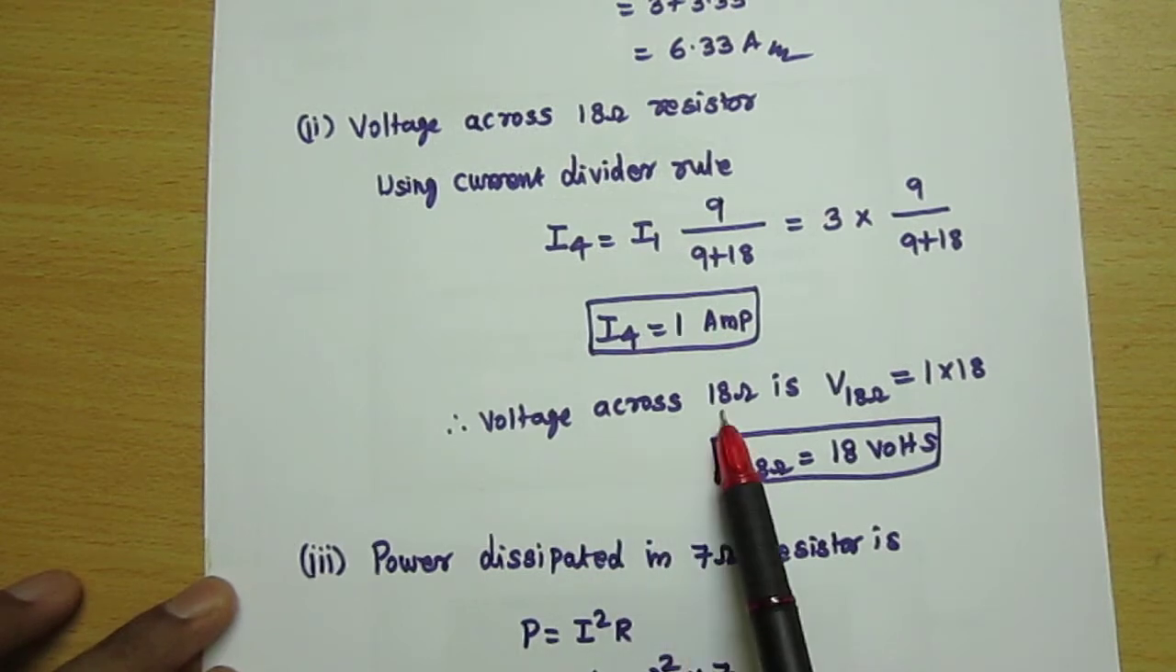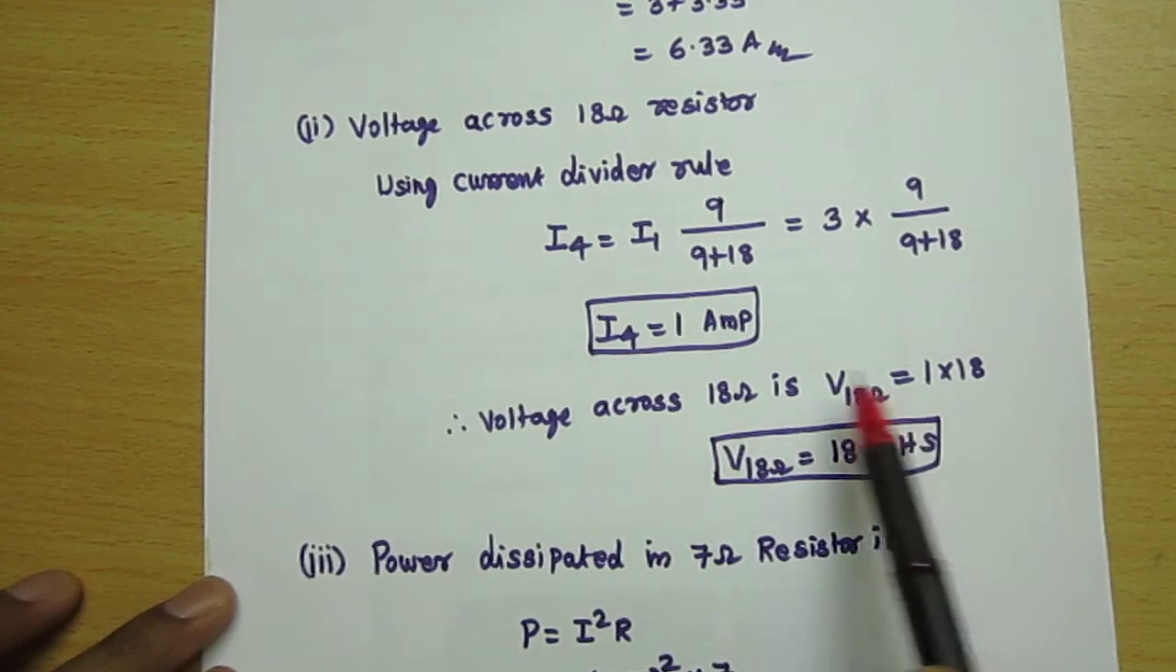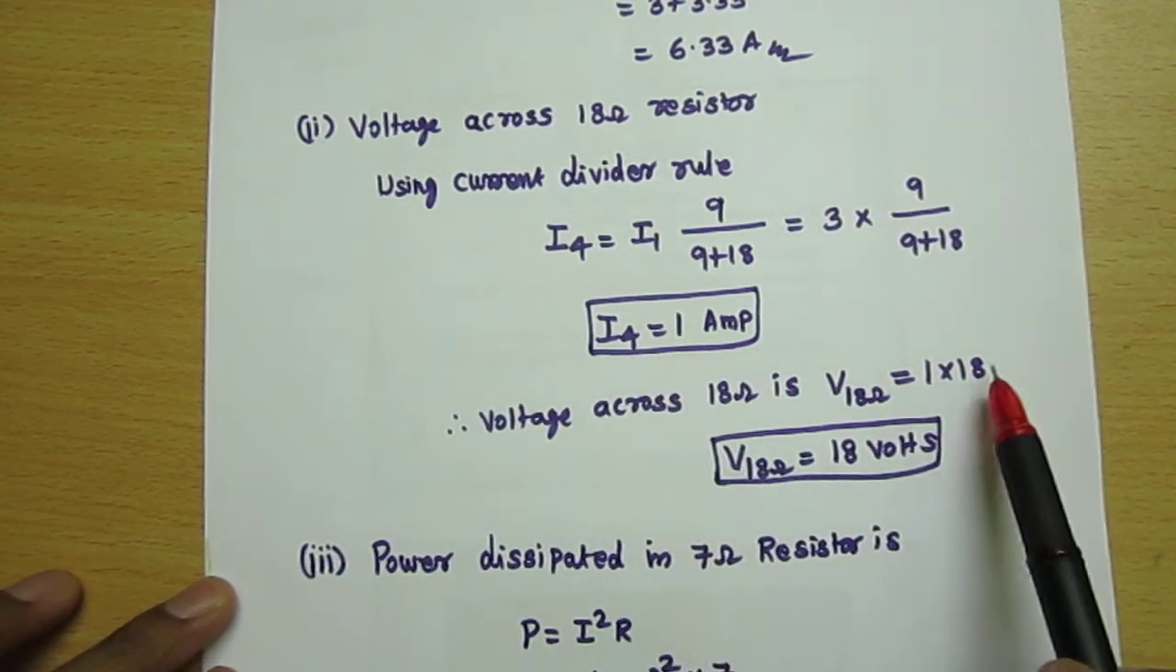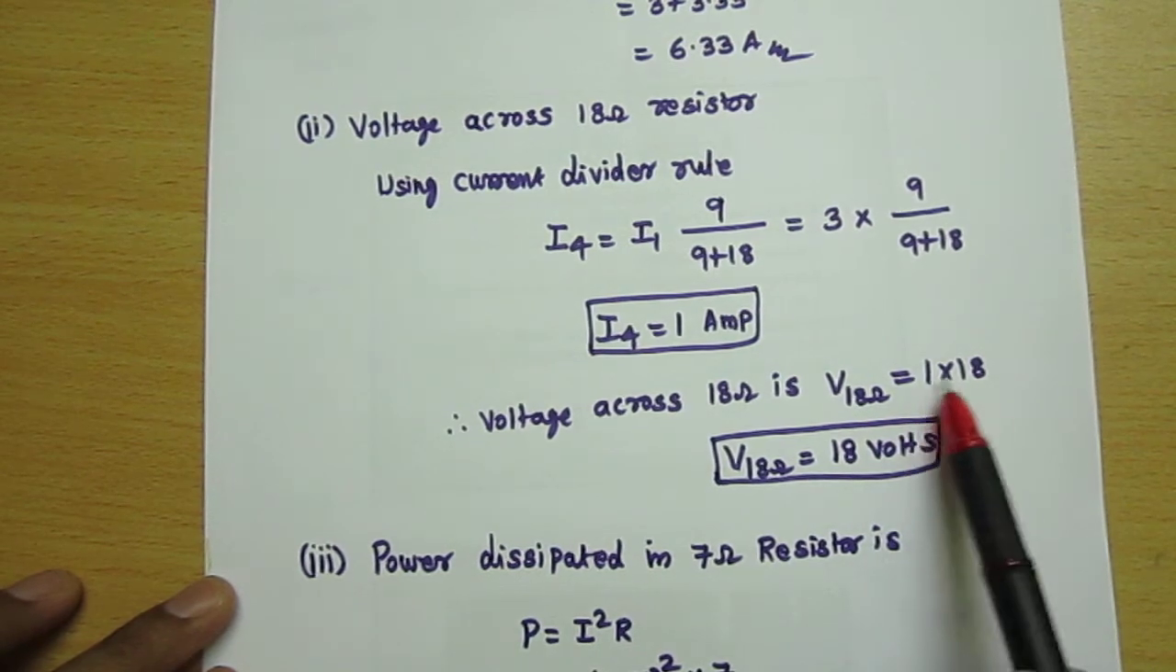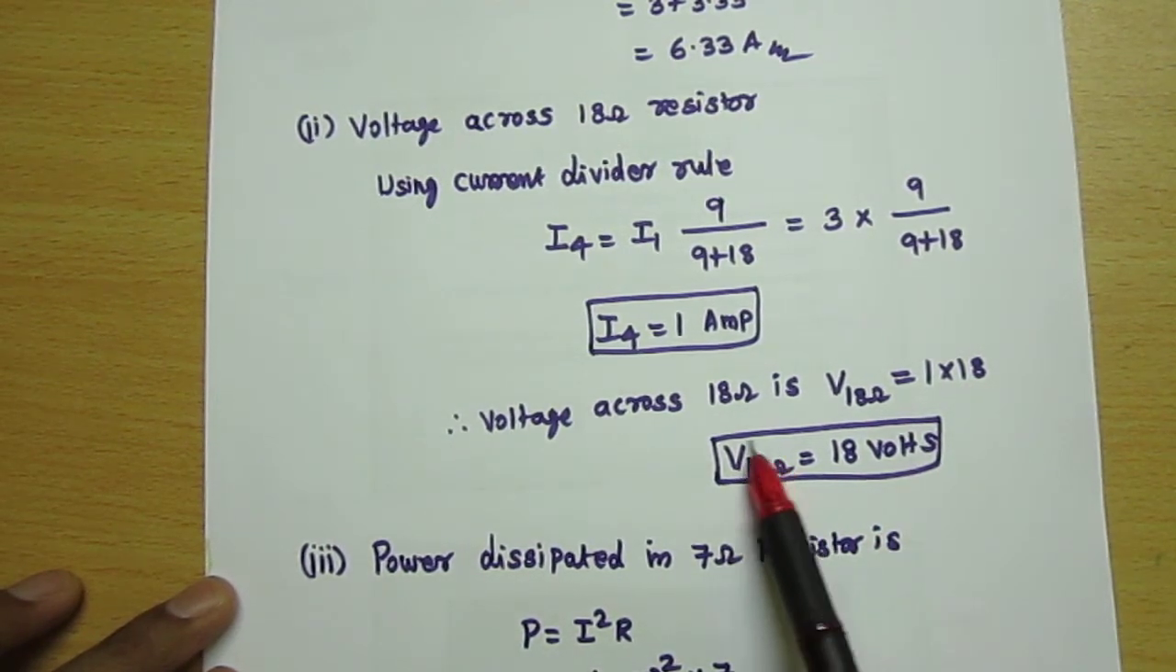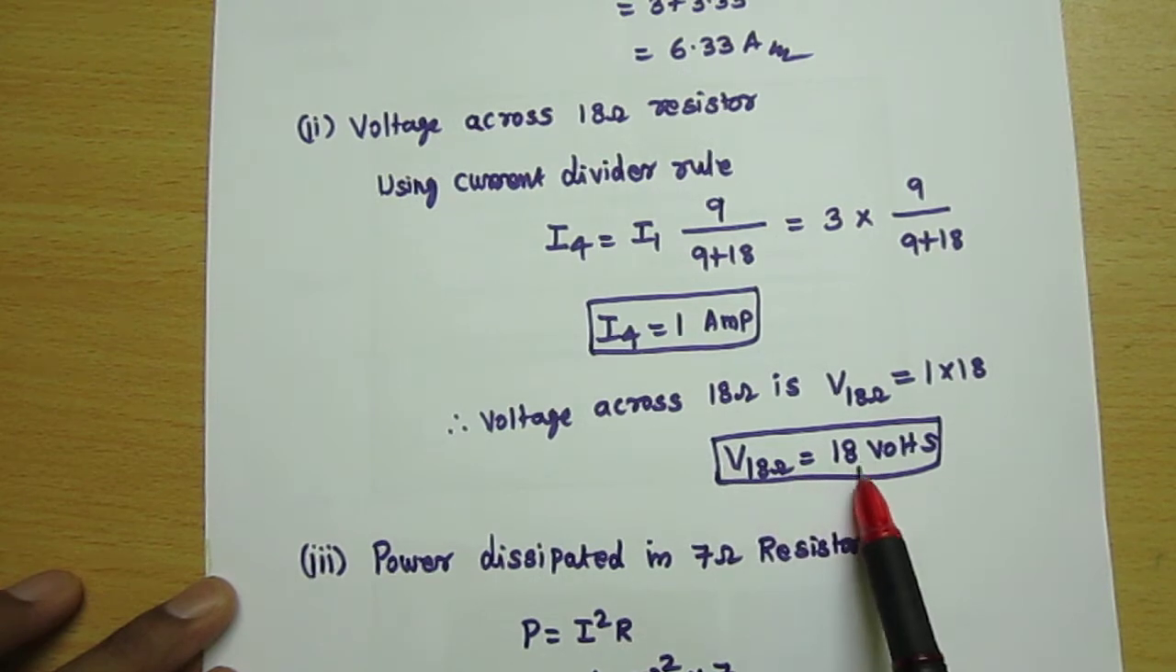Now voltage across 18 ohms, V is equal to IR. I is I4 and then R is 18 ohm. So 1 into 18, you will get V at 18 ohm. That voltage at 18 ohms is 18 volt.